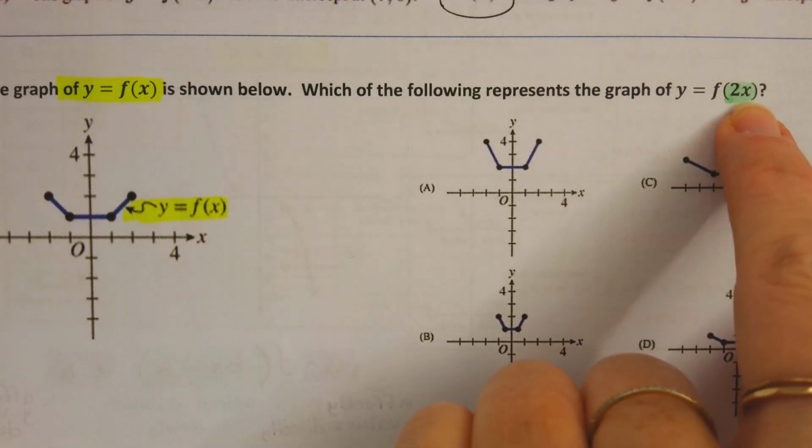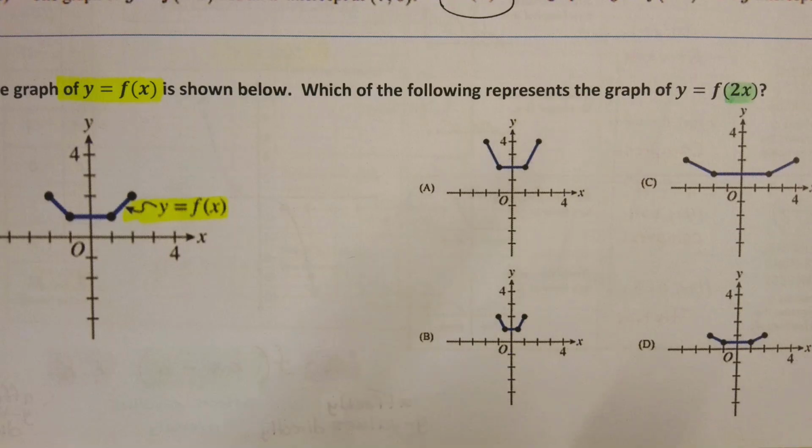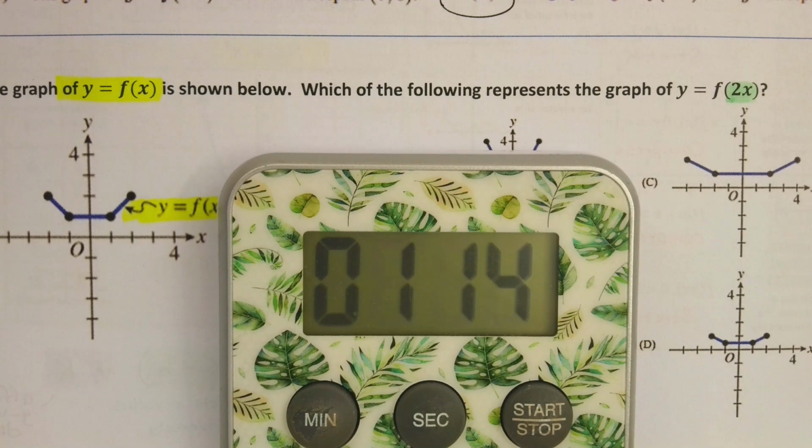You're using this transformation, f of 2x. Remember, anything inside the parentheses affects the x's. And then you're looking for your new graph. I would start by just maybe finding some points on that wonky shaped graph. So Matt, you're going to need to write down some points on that little wonky shaped graph.